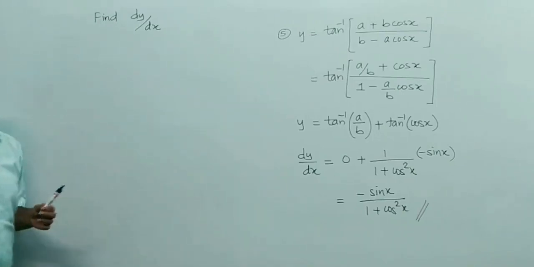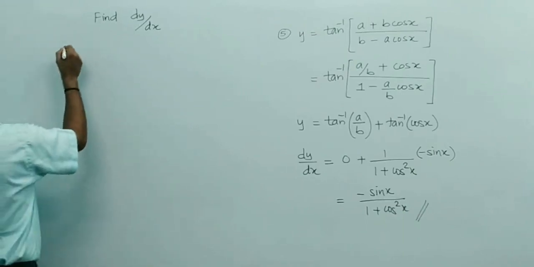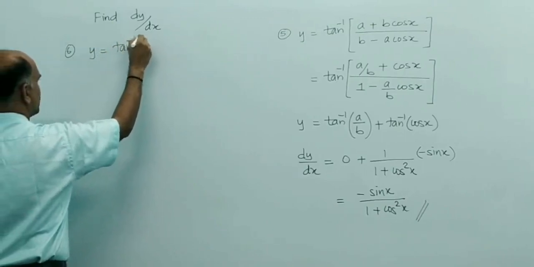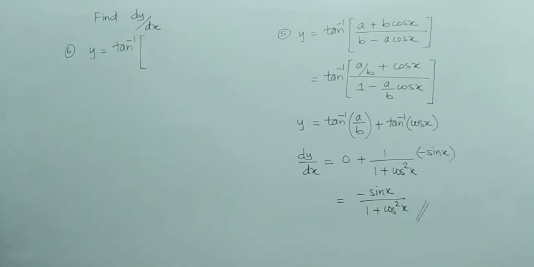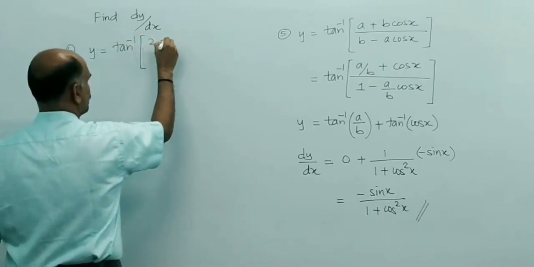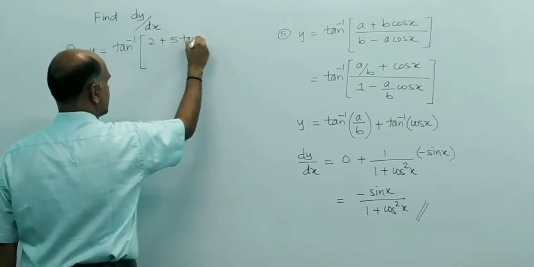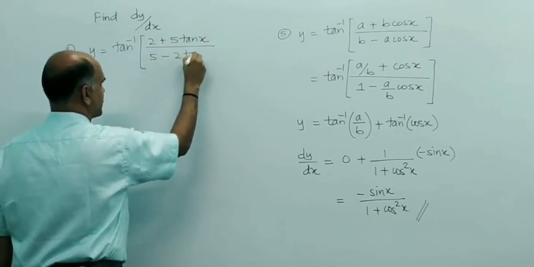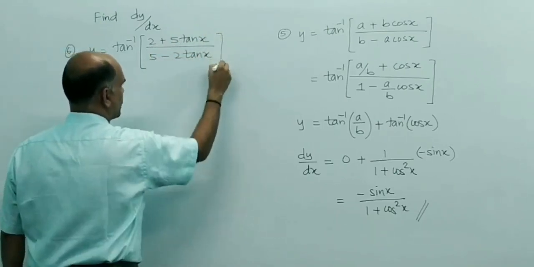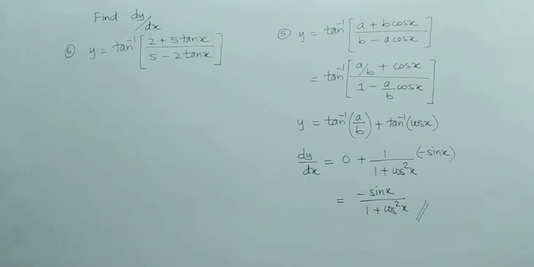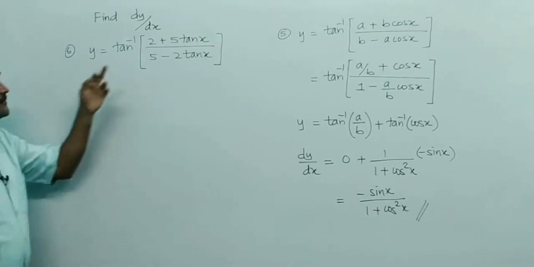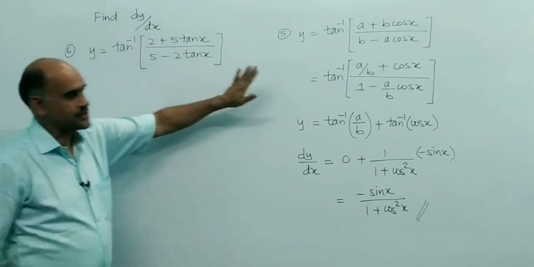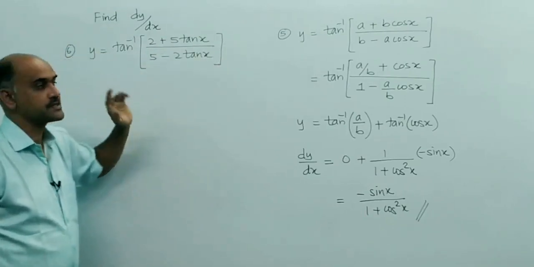Sixth one. y is equal to tan inverse of (2 plus 5 tan x) divided by (5 minus 2 tan x). So similar to this one. Now you can tell me the steps.